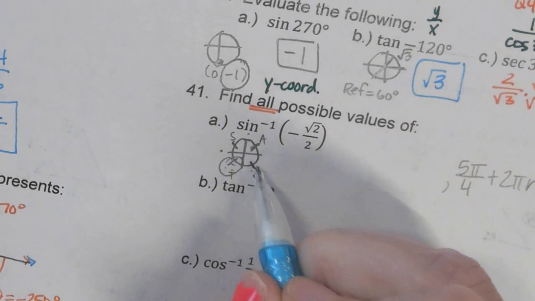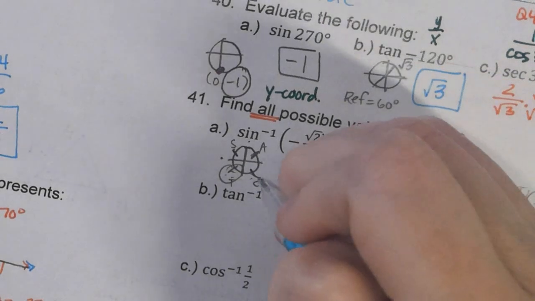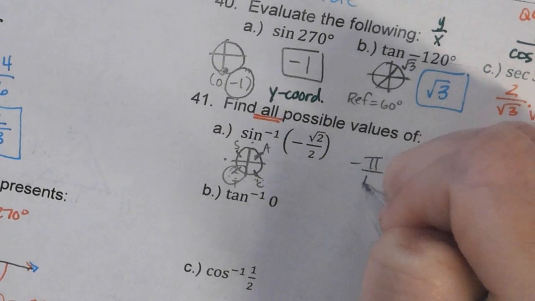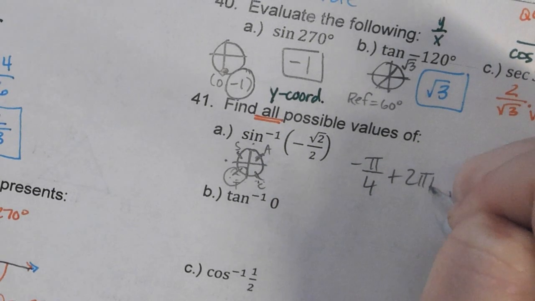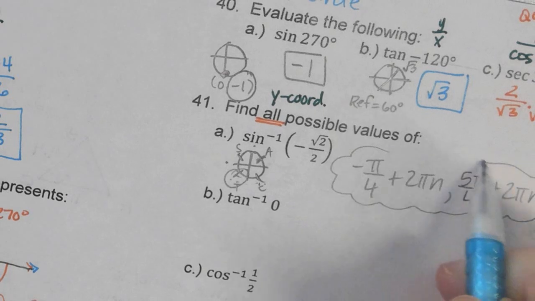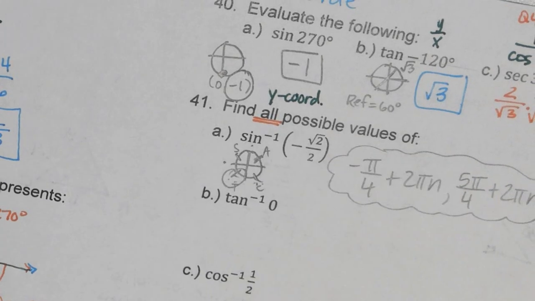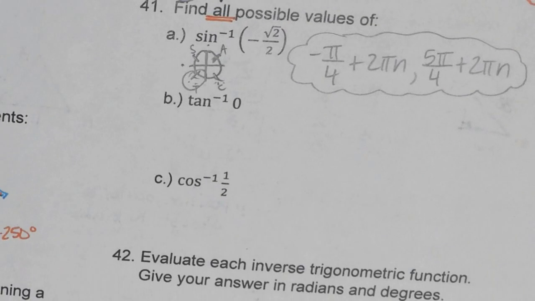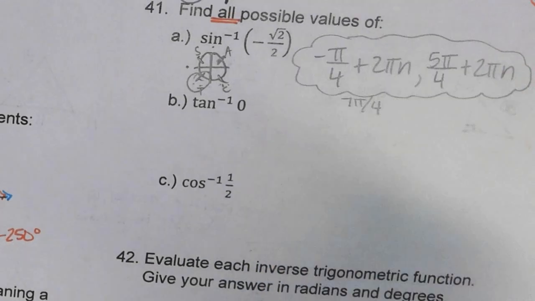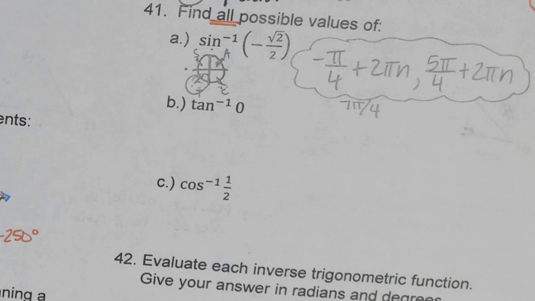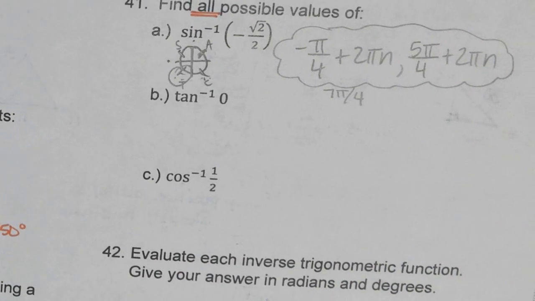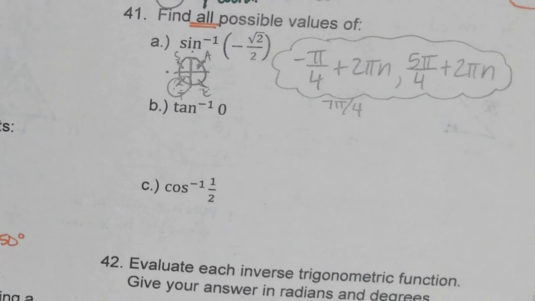Now you could also count here, but understand that if this is pi over 4, this is just negative pi over 4 plus 2 pi n. And that is likely what you would see as an answer. The same thing is 7 pi over 4. So if you wrote 7 pi over 4 plus 2 pi n, that's not incorrect. Just be able to recognize both of them, because either one is a possible answer.